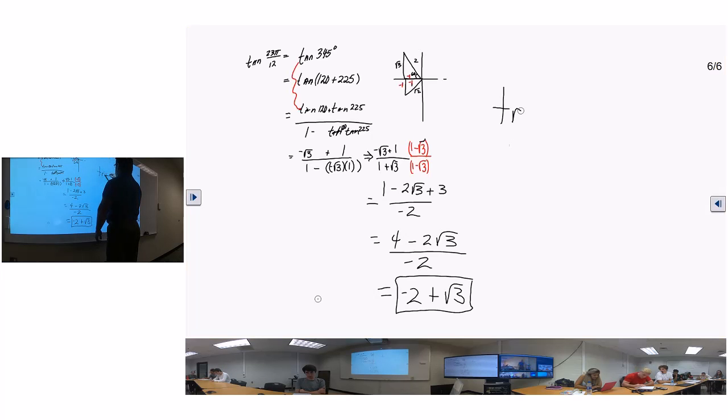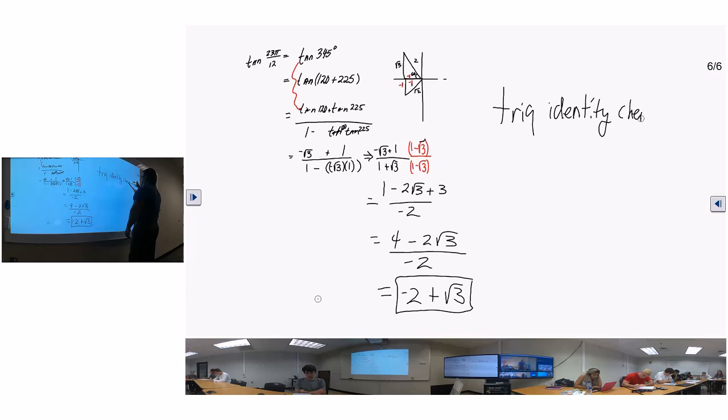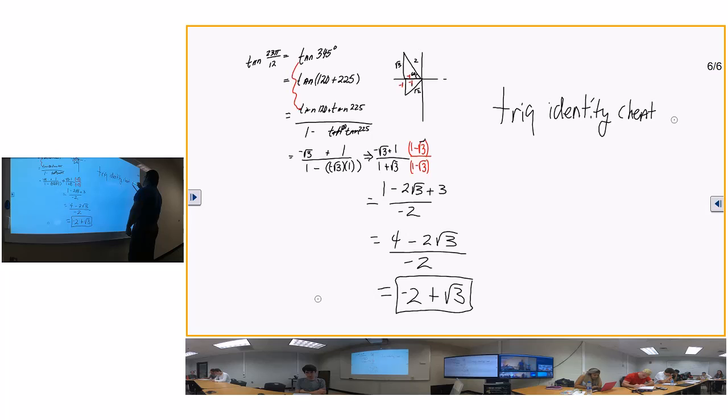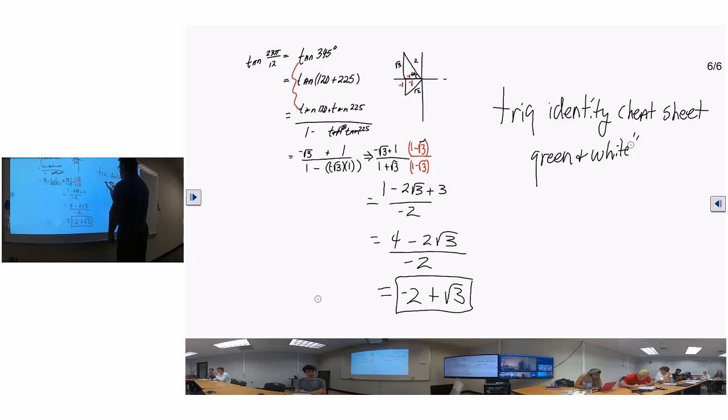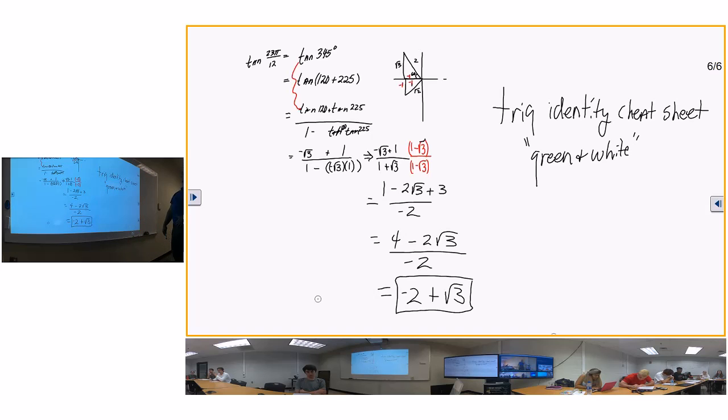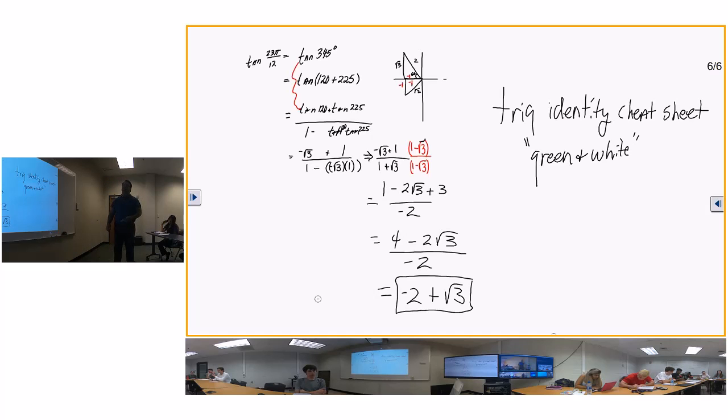Google Trig Identity Cheat Sheet. And which one do you look for? The green and white one. Somebody will not do it right, but green and white. It's got all the identities on the front of that page. Make sure you print that green and white one out.